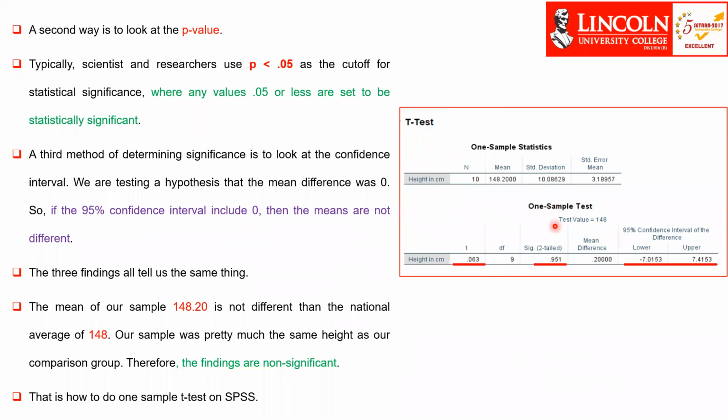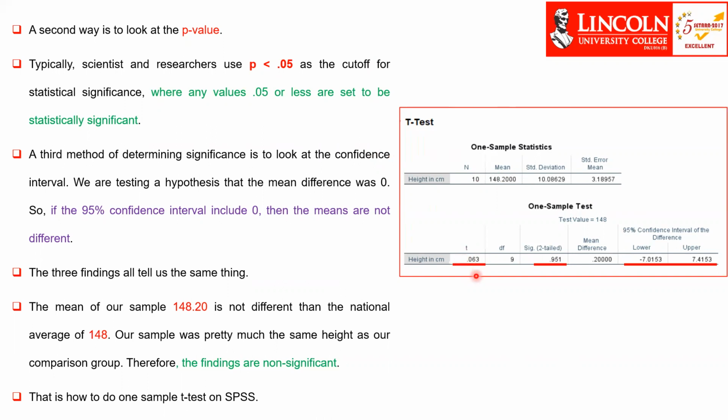And this is how to do a one sample test on SPSS. You compare your mean with a known mean value. These are the 3 methods you use to do the comparison. The first one is to check this t-value against a critical value on your student distribution table.